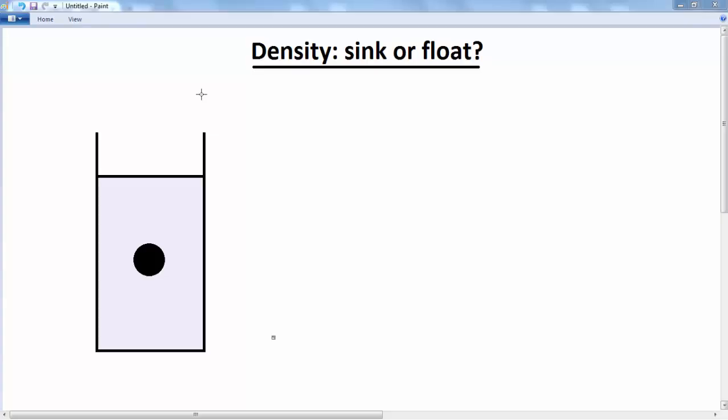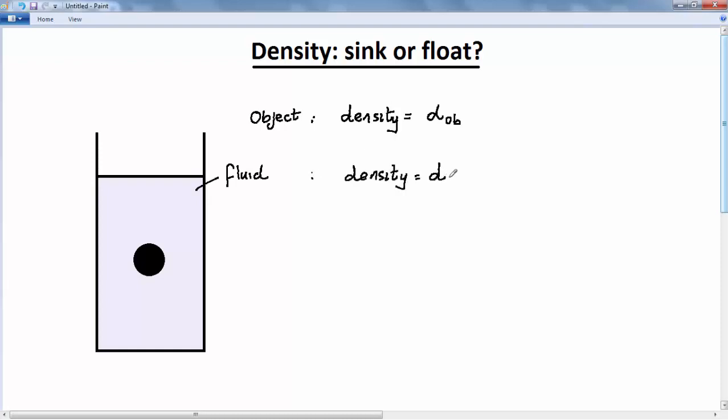In this lesson we're going to ask ourselves whether an object positioned in a fluid will sink or whether it will float. To decide that, we need to know the density of the object and the density of the fluid. So let's say that in this particular case our object has a density d object and our fluid has a density d fluid.